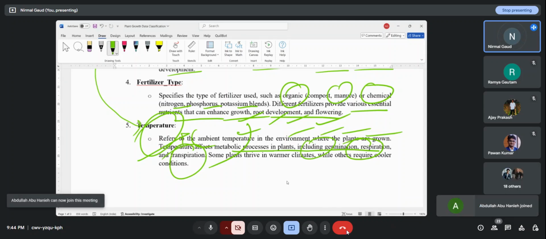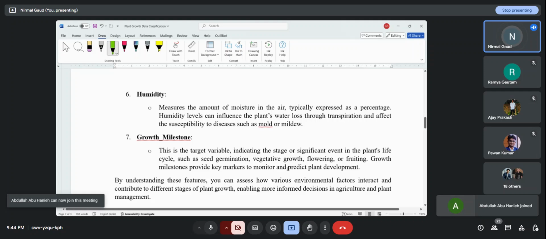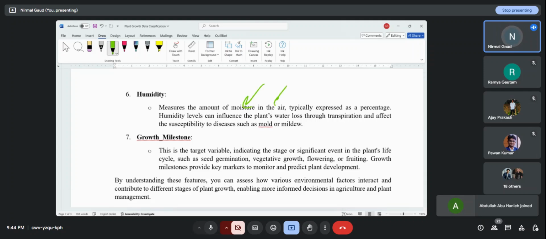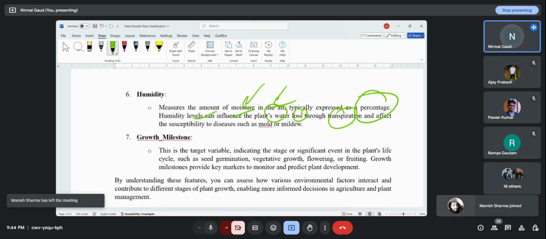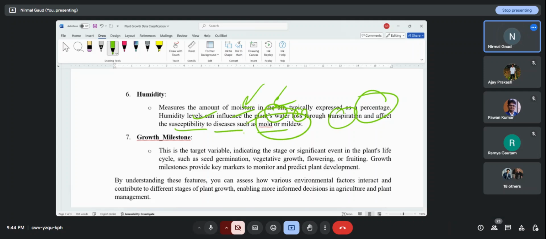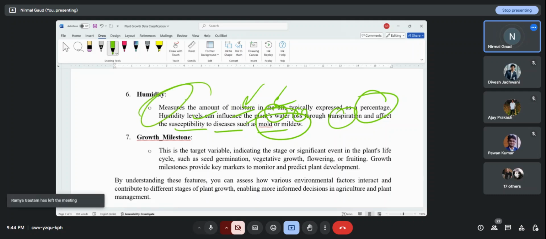Then humidity, the amount of moisture present in the air, typically expressed in percentage. How much moisture is there? Humidity can influence the plant's water loss through transpiration and affect the susceptibility to disease such as mold or mildew. So the presence of water components in the environment is what humidity is. It is also affecting growth.